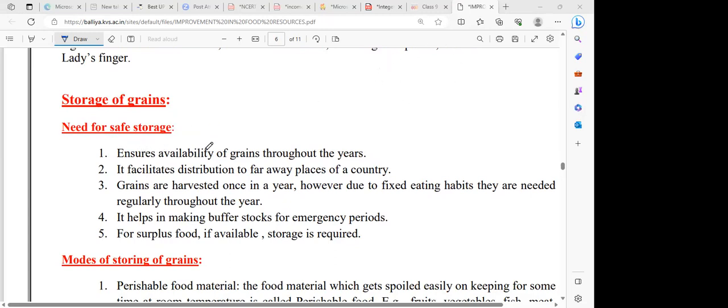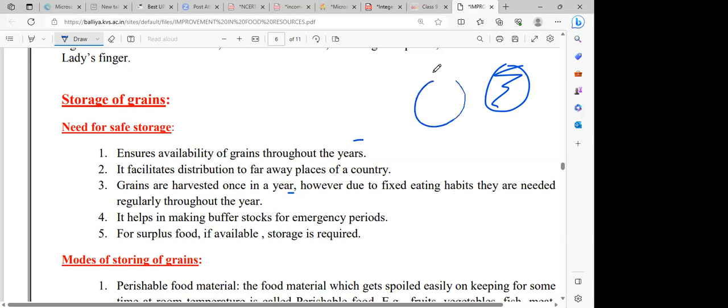First of all, storage ensures availability of grain throughout the year. You have to make sure that, for example, if you produce 10 kg of grain, it lasts for the whole year. It facilitates distribution to faraway places of the country. Grains are harvested once in a year; however, due to fixed eating habits, they are needed regularly throughout the year.